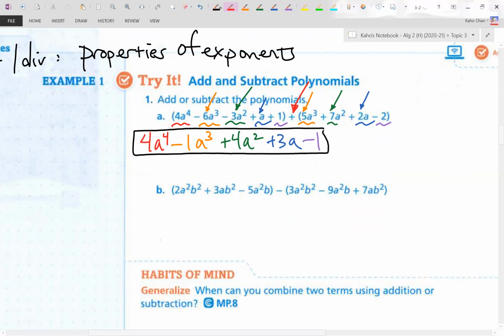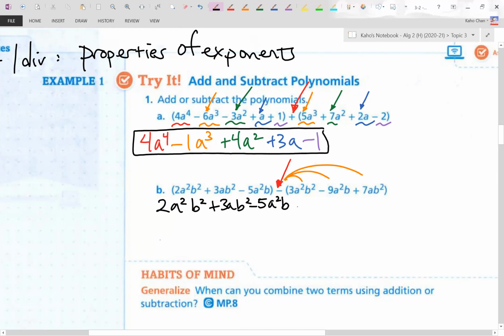Now, subtraction is a little different, isn't it? Subtraction here requires you to apply a -1 to the back polynomial. Make sure you do it carefully. I would highly recommend you rewrite this whole thing without parentheses, applying that minus sign to the second half. Here we go: -3a squared b squared plus 9a squared b and -7ab squared.